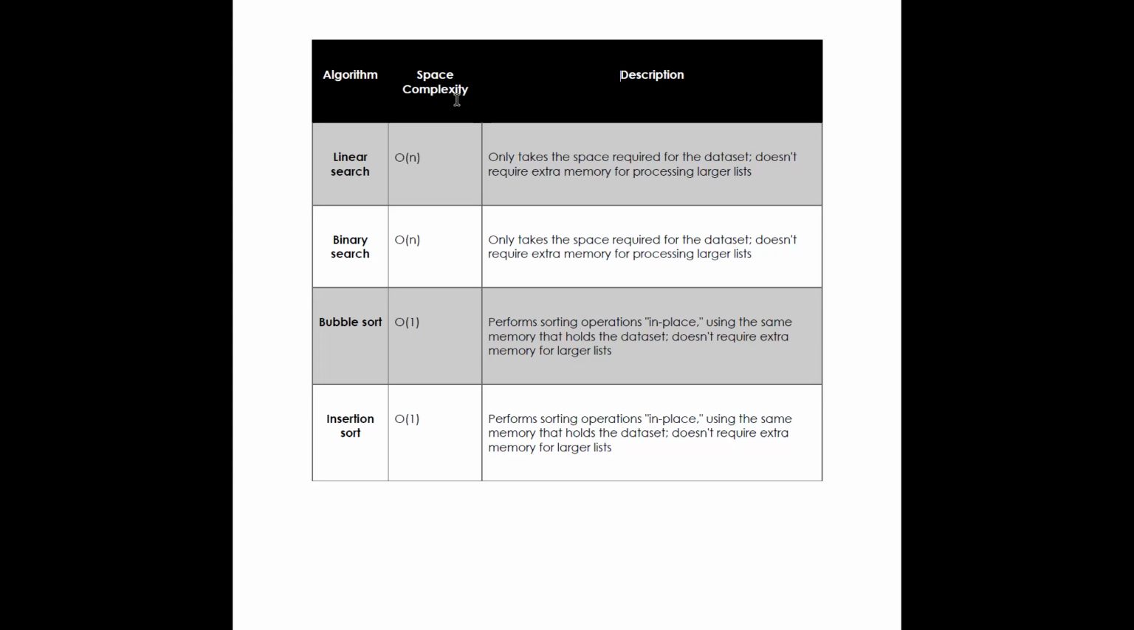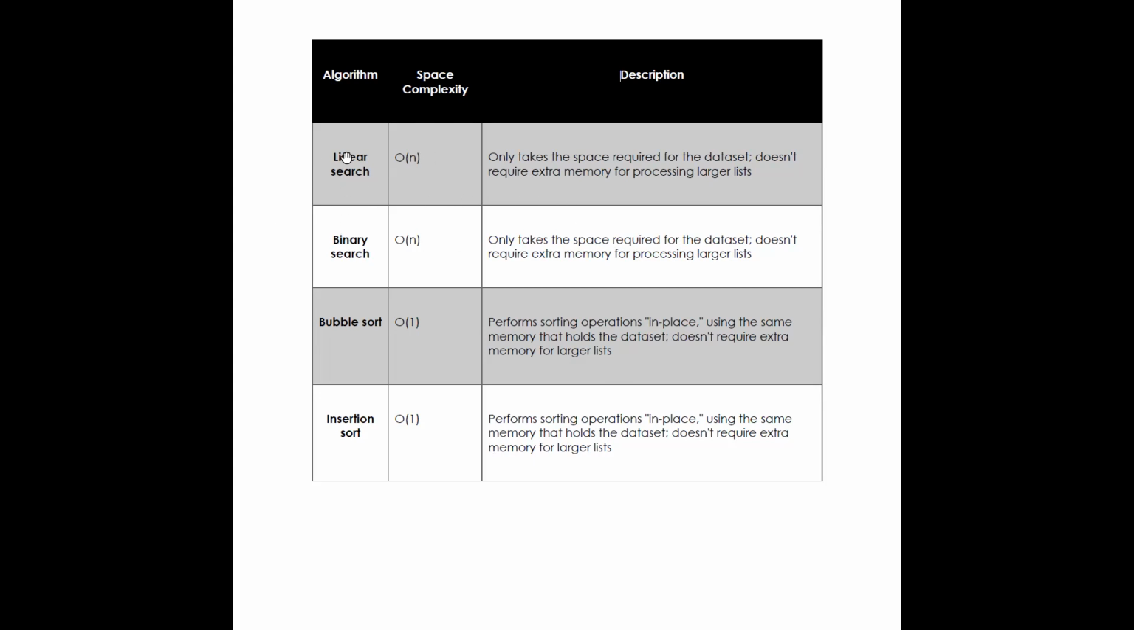Here's a summary table of the space complexity for the algorithms discussed just now. This table provides a quick reference for understanding the space complexity of the discussed algorithms, helping you make informed decisions when choosing an algorithm based on memory requirements. Linear search, binary search: O of n.